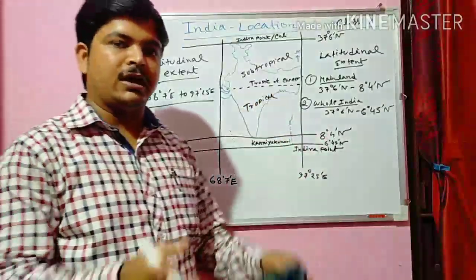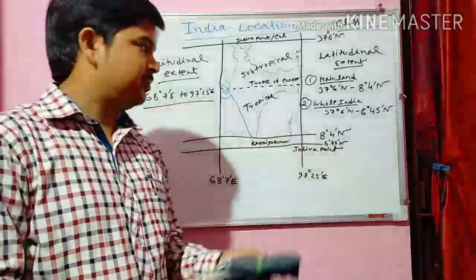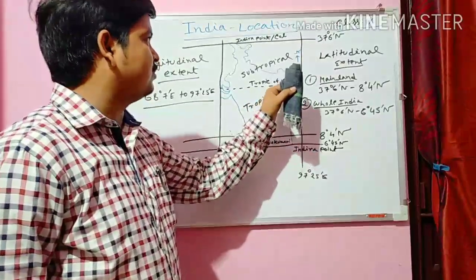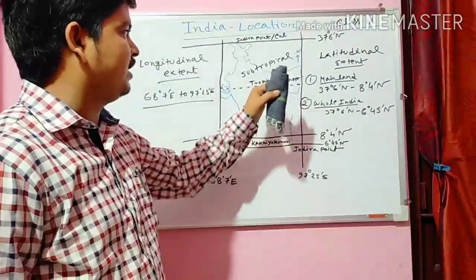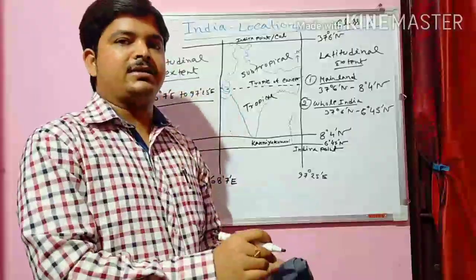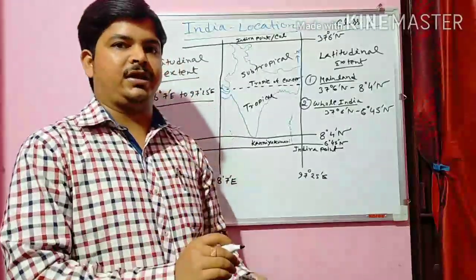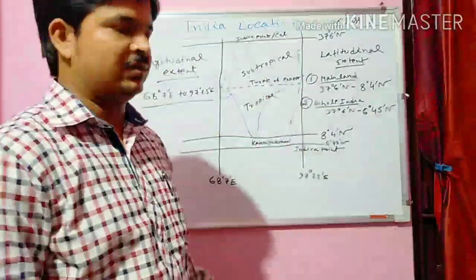As you also know, on 21st June, the northern hemisphere actually gets the longest day, and the southern hemisphere gets the shortest day. So that is called the summer solstice.